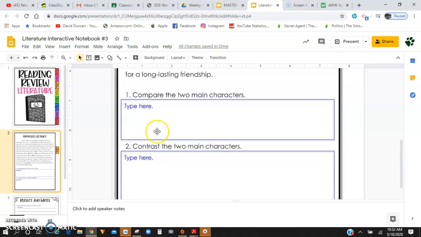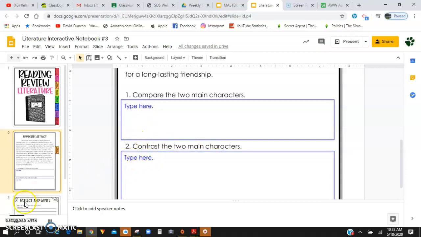So it says compare the two main characters. I would like you to write down at least 2 or 3 sentences comparing the two main characters, Ben and Sal. Then I want you to contrast the two main characters. Again, I'd like you to write 2 or 3 sentences on how you can contrast or find differences between the two main characters, Ben and Sal.